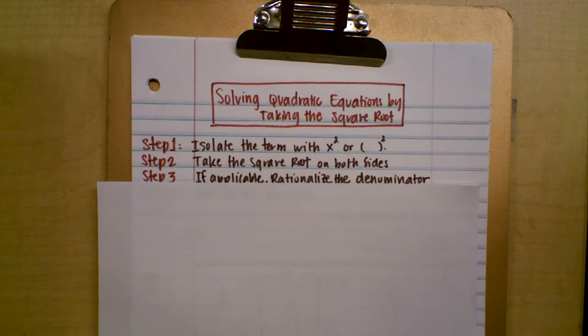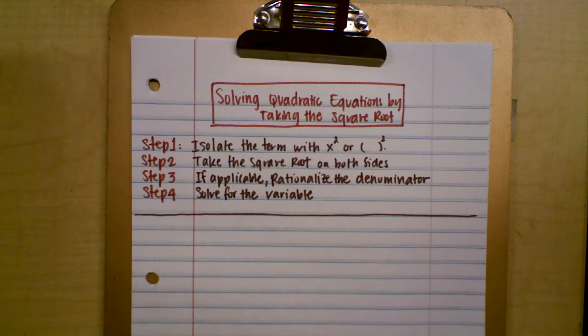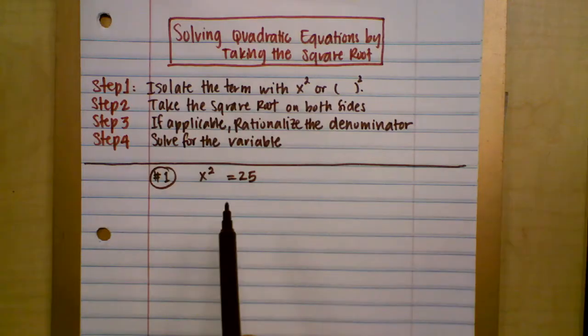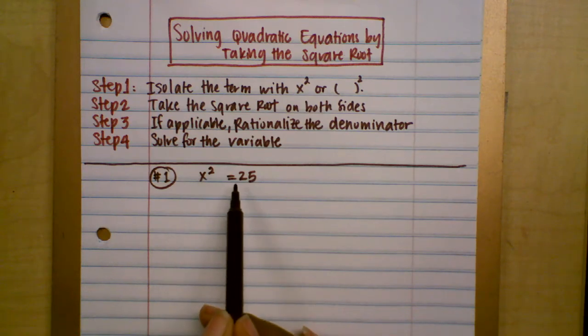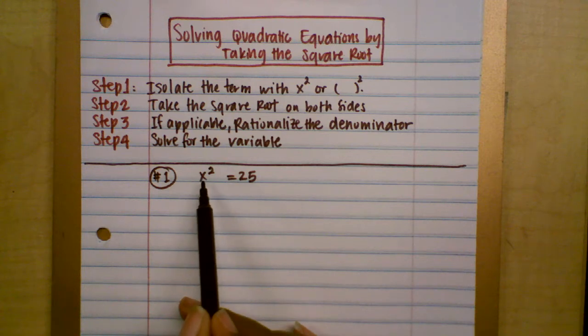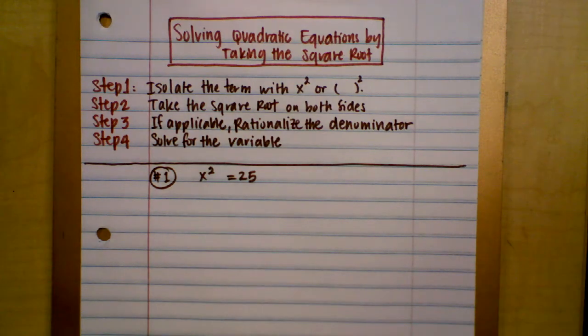Step 3, if applicable, rationalize the denominator. And then step 4, solve for the variable x. So let's go over each step. The first quadratic equation to solve is x squared equals 25. How would you solve it?